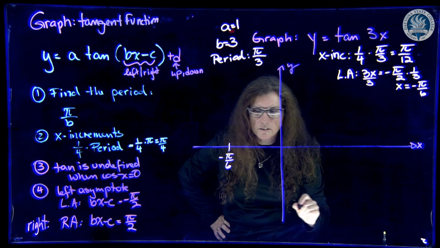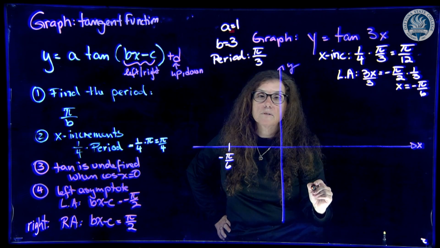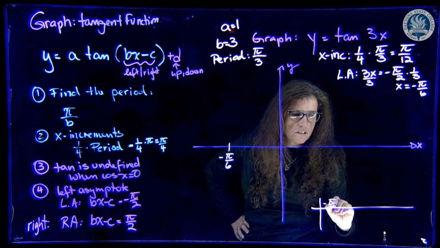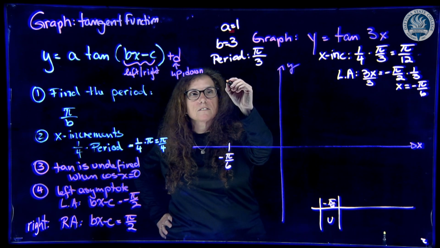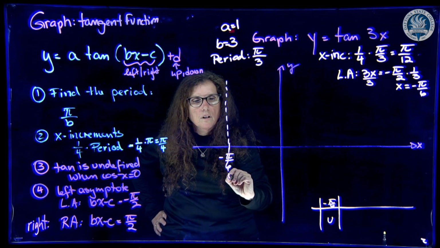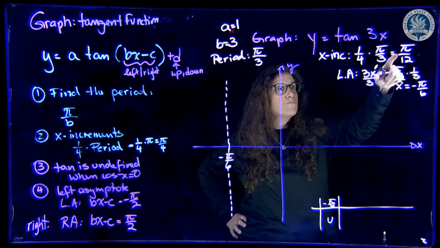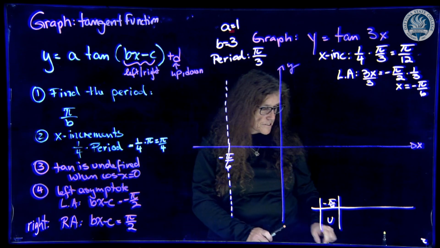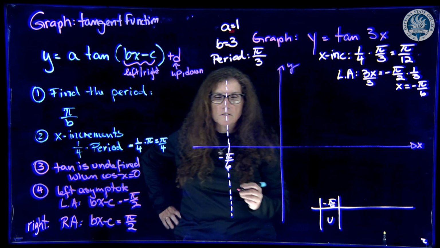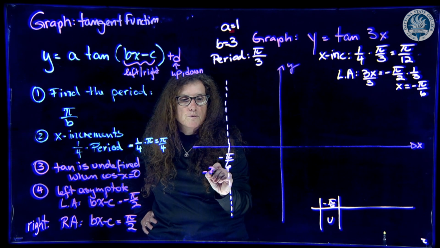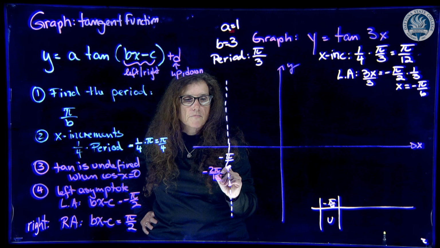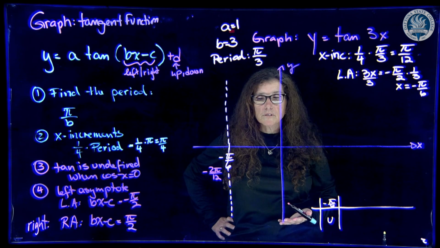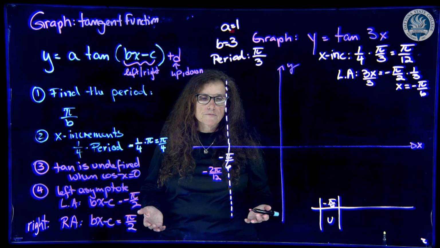So if I make a little t-table, negative pi over 6 is undefined. That is an asymptote. Now, since my increments are pi over 12, why don't I go ahead and change this negative pi over 6, make it the same denominator? This is equivalent to negative 2 pi over 12. And then it's just so much easier for me to keep adding the increments to it, and I don't have to reduce, I don't have to change anything.